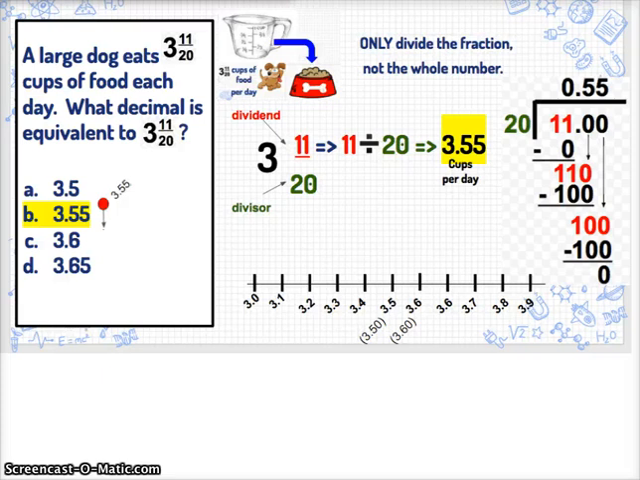But remember, the large dog doesn't eat 11/20ths of a cup per day. The large dog eats 3 and 11/20ths. So we know that 11/20ths is equivalent to 55 hundredths. 3 and 11/20ths would be equivalent to 3 and 55 hundredths cups per day.